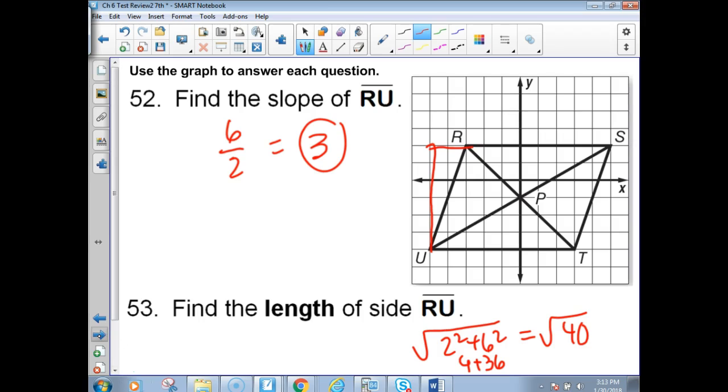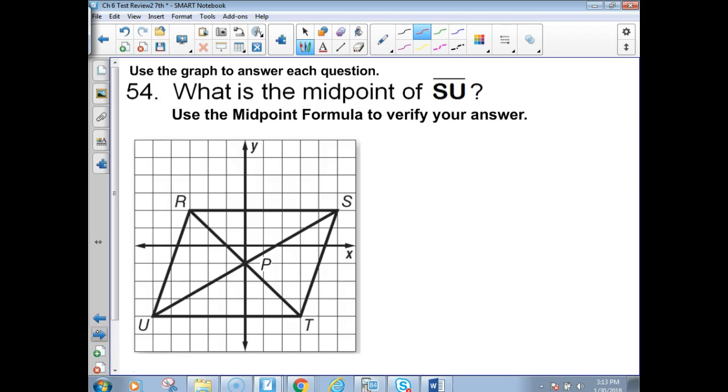Am I going too fast? You okay? All right. Now, what's the midpoint of SU? I've got to write down the names of these points. S is at 5, 2. U is at negative 5, negative 4.